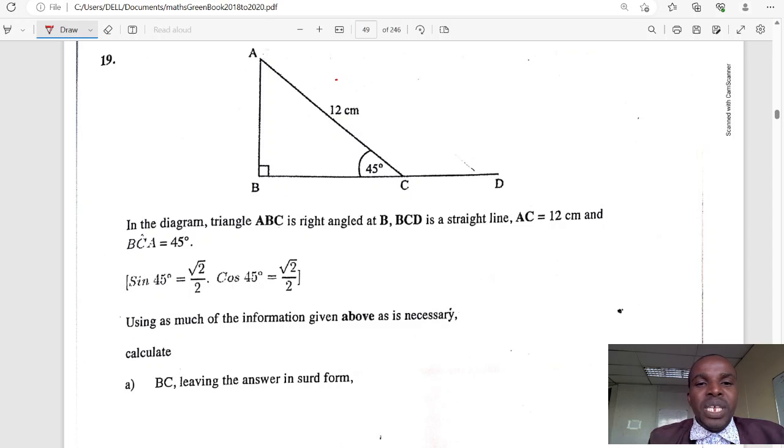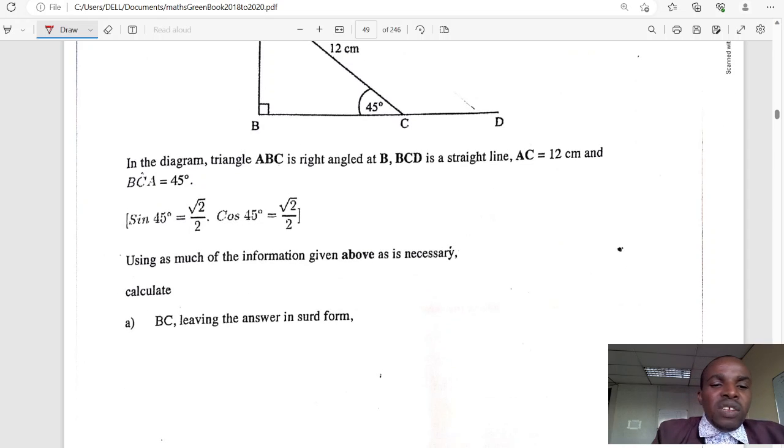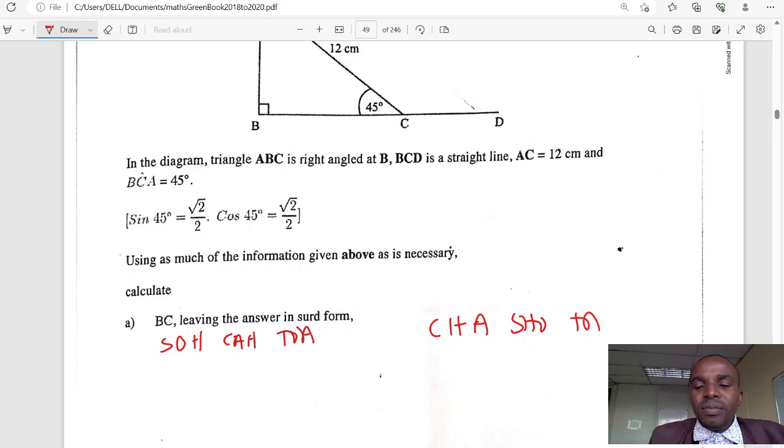So to find BC, BC is this side. You can use SOHCAHTOA, right? That's the adjacent, and we are given 12 centimeters, that's the hypotenuse. You can use SOHCAHTOA or CAHSOHTOA, it works the same. Cos theta is adjacent over hypotenuse. Sine is opposite over hypotenuse. Tan is opposite over adjacent. It's still the same thing.